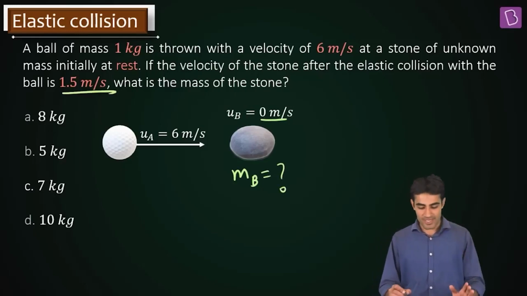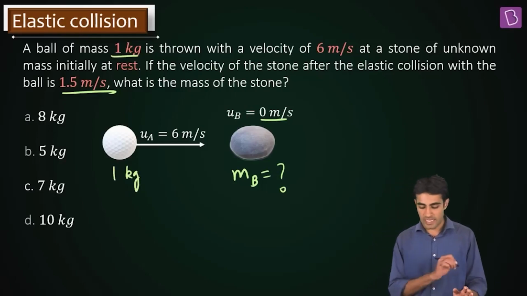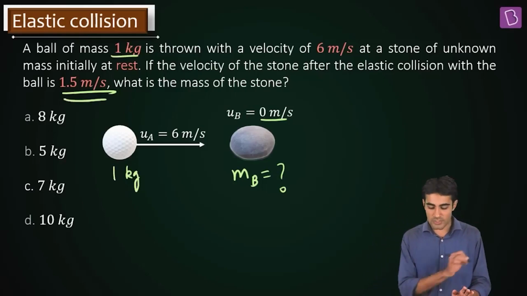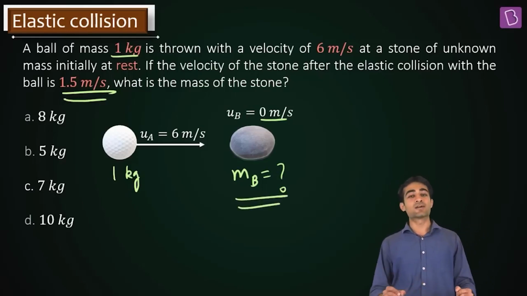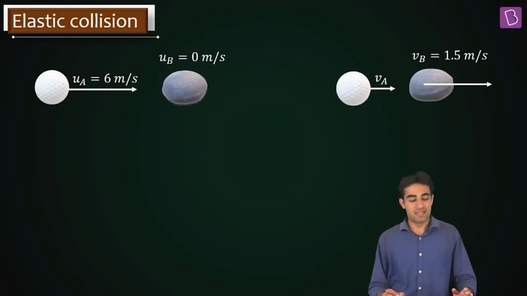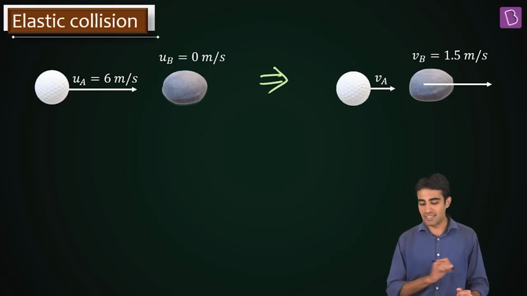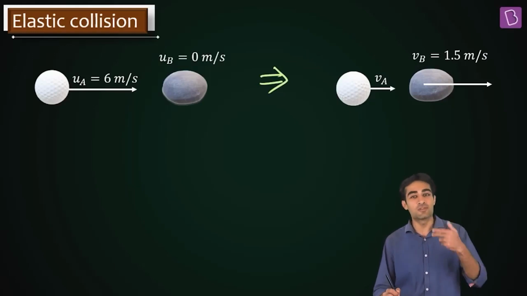So these data are given. The mass of the golf ball was 1 kg and the mass of the stone is unknown. The initial velocities were given and the final velocity of the stone is also given. Using that, we have to find the mass of the stone. Okay, so we got the problem. This was the initial situation before the collision and then after the collision, this is the situation. Fine. Now, how are we going to solve it?